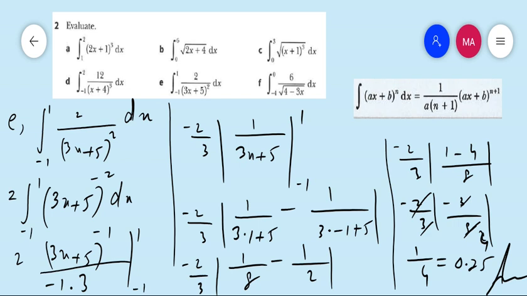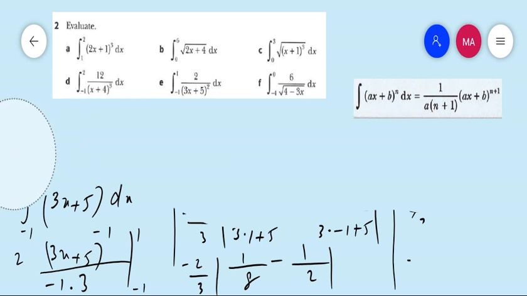So hope you enjoy this part as well. This is very important from the examination point of view. Move to last part F.